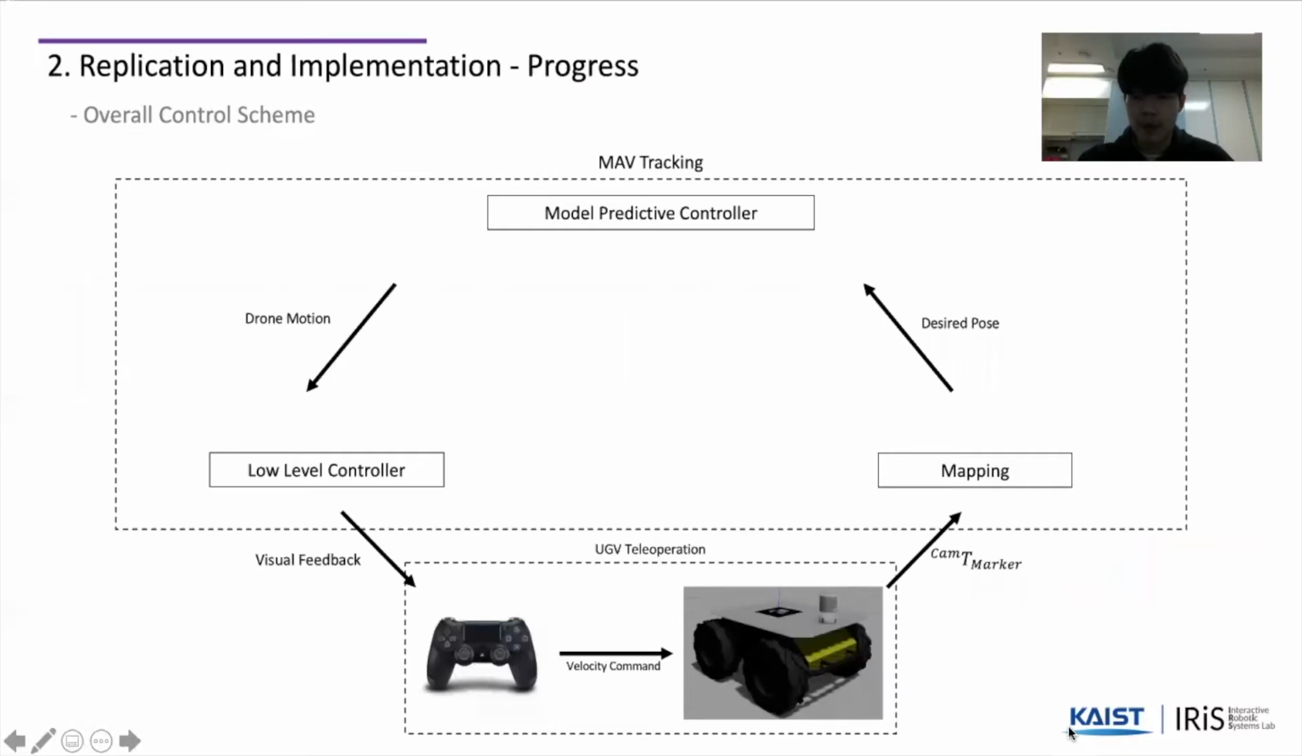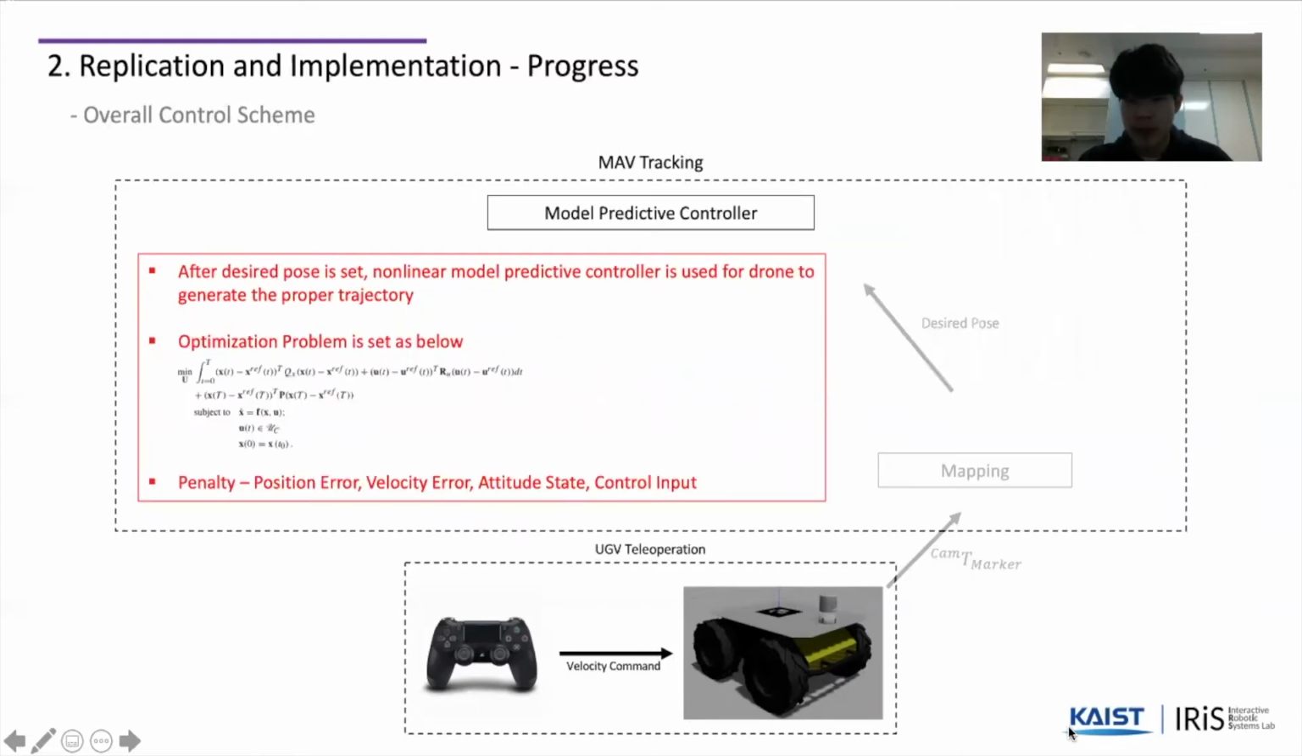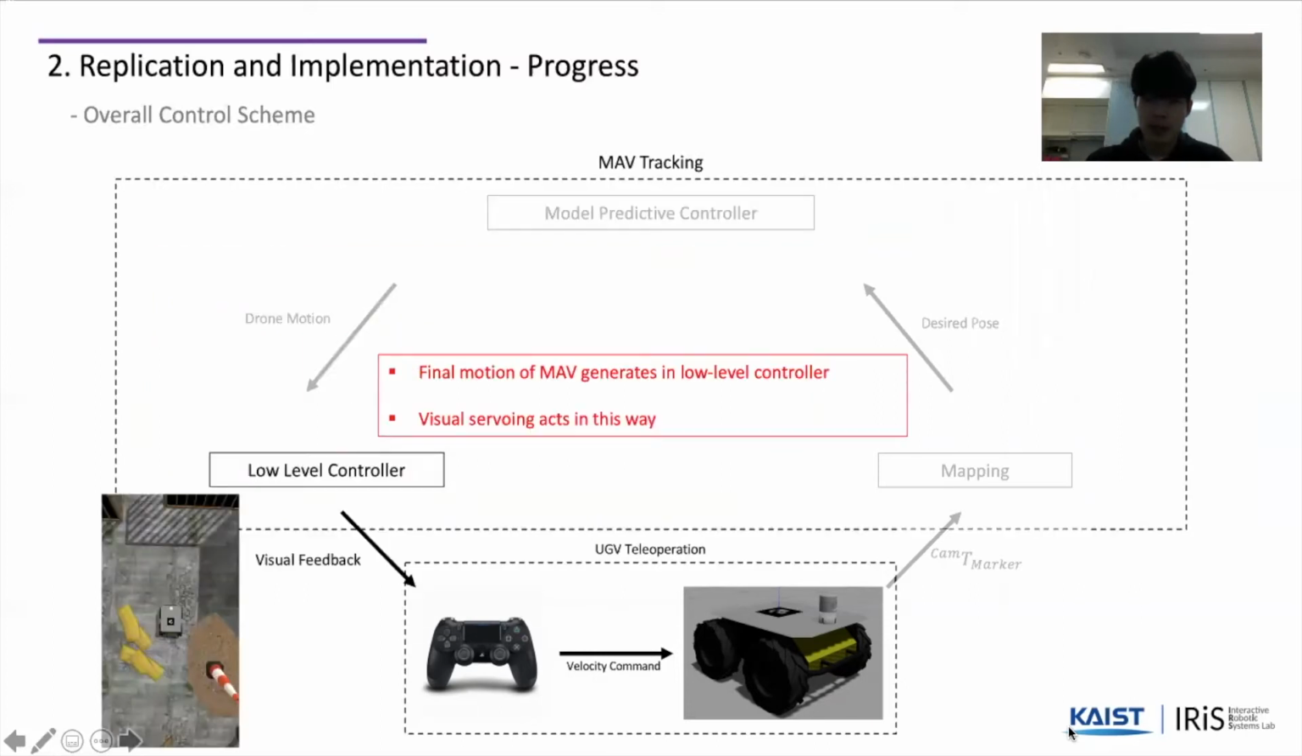This is the whole system control flow, including how the MAV can track the UGV. First, a human controls the UGV. With the camera on the MAV and a tracking algorithm, we can know the position and orientation difference between them. The important thing is we have to set a reference frame to control the MAV. And then, relative to the reference frame, the desired position and orientation matrices are set as the desired pose. After the desired pose is set, the MAV generates a trajectory, and a nonlinear model predictive controller is used for the drone to generate the proper trajectory. Driving the drone is actually low-level control like PID and so on. This is the final motion of the MAV. Visual servoing acts in this way, and we can get feedback about the moving MAV's view.